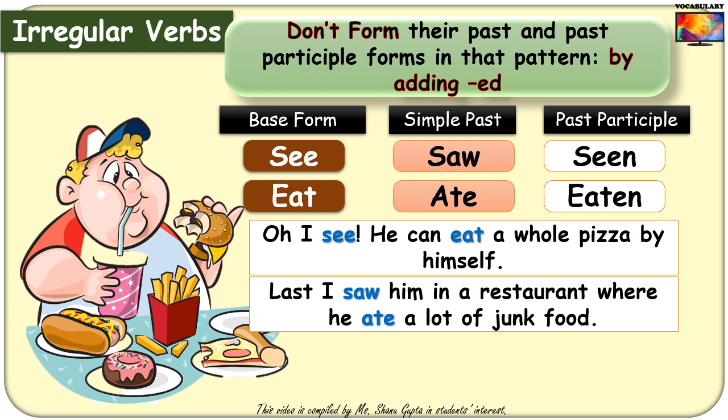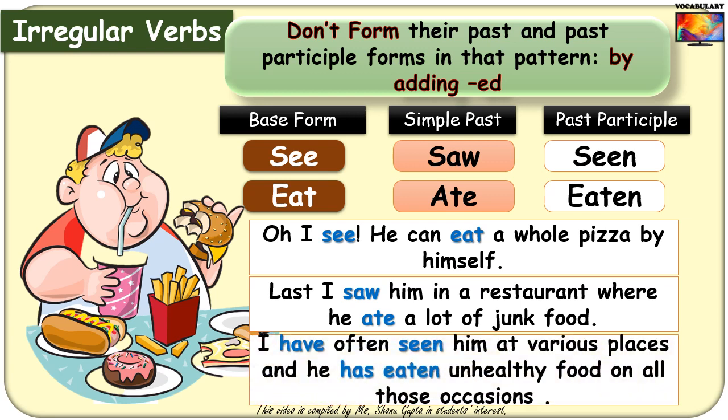And this is the present perfect tense where we use the verbs with has or have. I have often seen him at various places and he has eaten unhealthy food on all those occasions. The phrases has seen, has eaten employ past participle form of these verbs. So, to summarize, regular verbs form their simple past and past participle tense by adding ed, whereas irregular verbs don't.